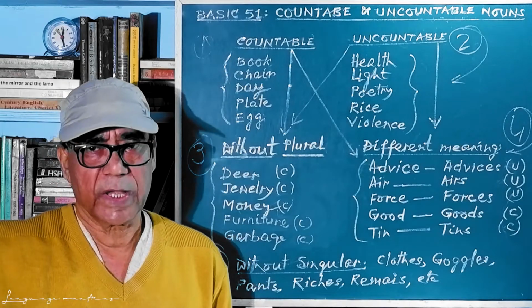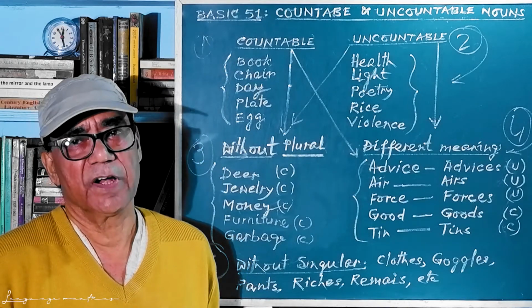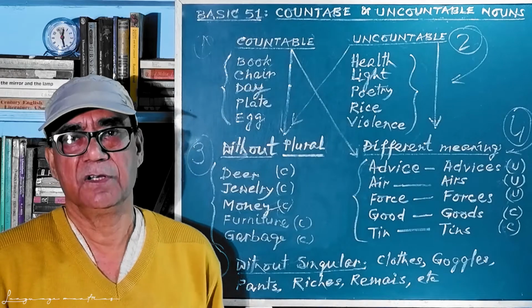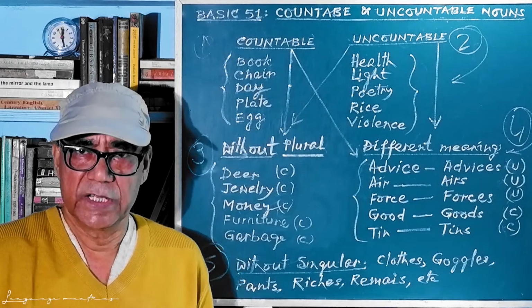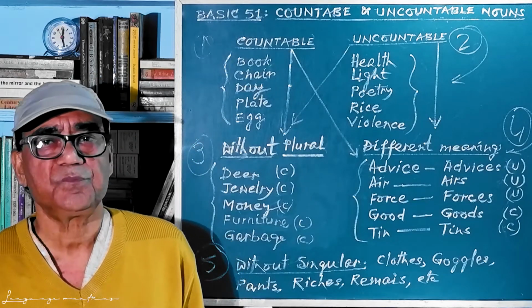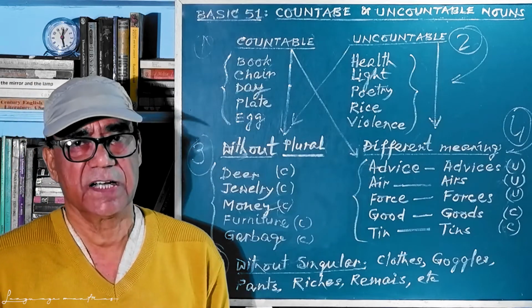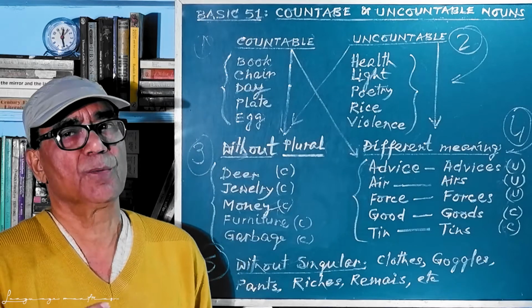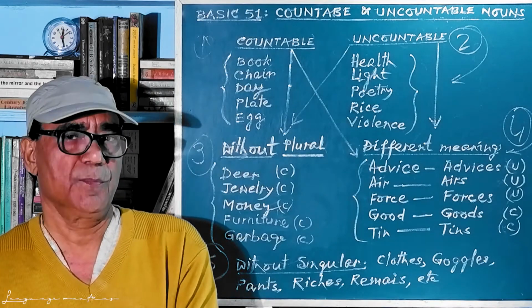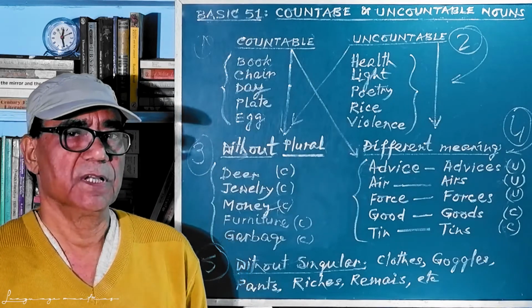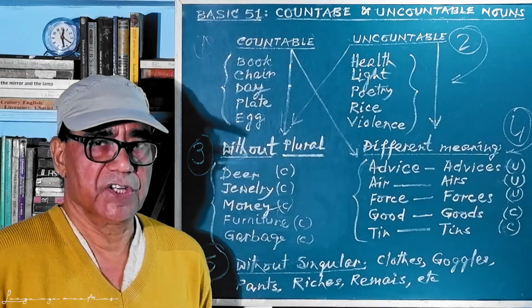All together is called furniture. Chair, table, sofa set, all these things together are called furniture. So you cannot use furnitures. You can say a piece of furniture or two pieces of furniture. That is possible. You can never say furnitures.